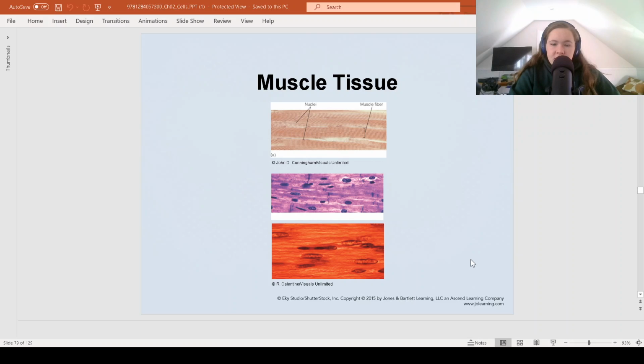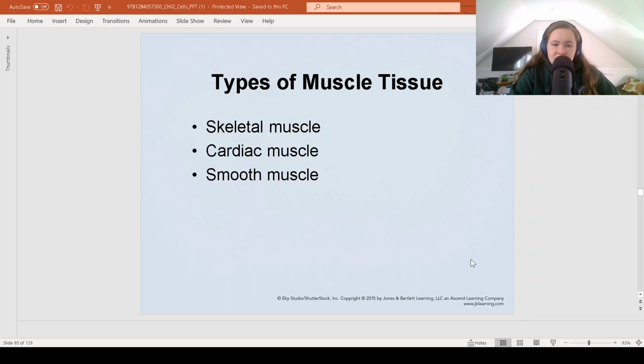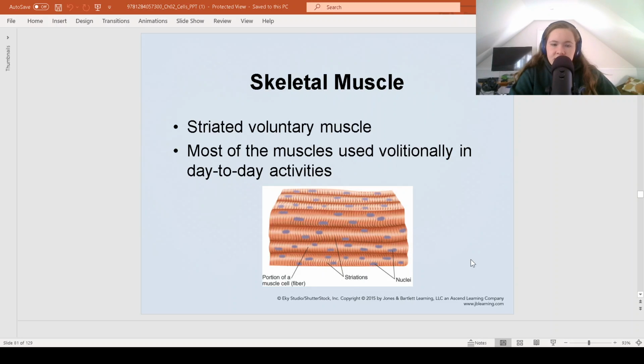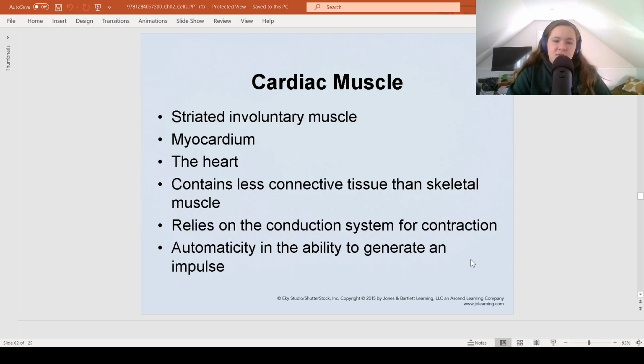It'll show the nuclei, muscle fiber, all that stuff. Types of muscle tissue: skeletal, cardiac, smooth. Skeletal is striated, voluntary muscle, most of the muscles used in volition and day-to-day activities. I love skeletal muscle. It's just so cool. Cardiac muscle is striated involuntary muscle. It's the myocardium. It's the heart.